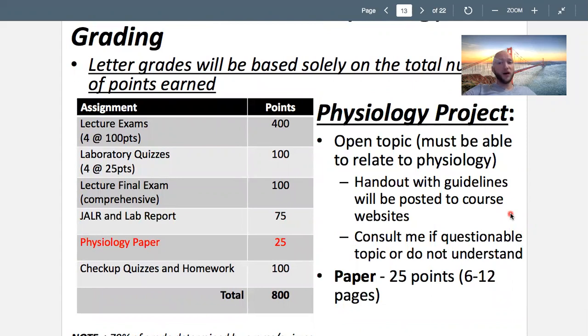It's a pretty open topic. I want you to pick a topic related to physiology, and I want you to write 6 to 12 pages on it. There are guidelines on Canvas that'll tell you exactly what's expected, but it's pretty open form. There's not a lot of nitpicking on what needs to be done. It's basically just pick a physiology related topic, write 6 to 12 pages.